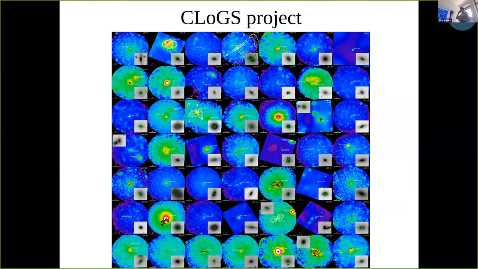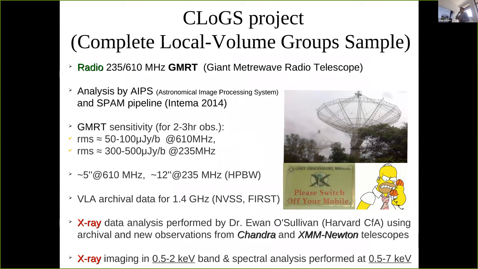This is a mosaic of the results of all of the systems in CLoGS, and I will shortly focus on some interesting cases in this talk. We can see the overlay of the X-ray emission in blue and green, and on top we can see the overlay of radio. As I mentioned earlier, this was performed with the GMRT data. Initially I performed that by hand, but after that the SPAM pipeline came, and I was able to process this data a lot quicker. The radio images that will be shown have a typical RMS between 50 and 100 microjanskys at 610 megahertz. At 235, it is between 300 and 500 microjanskys. The X-ray data analysis was performed by Dr. Ewan O'Sullivan at CfA using observations from the Chandra and XMM telescopes.